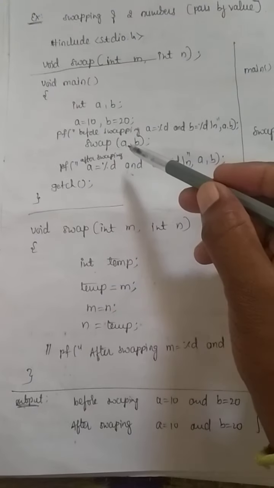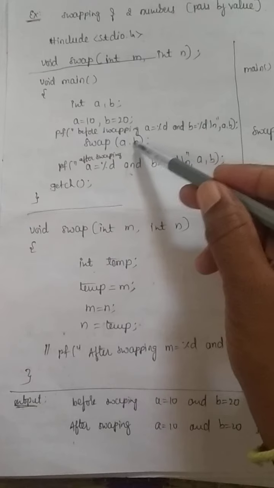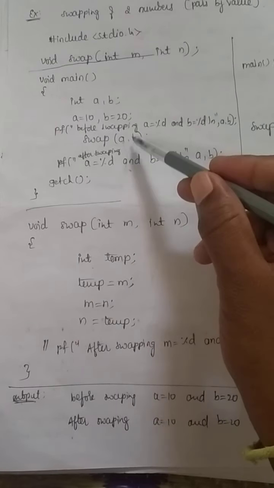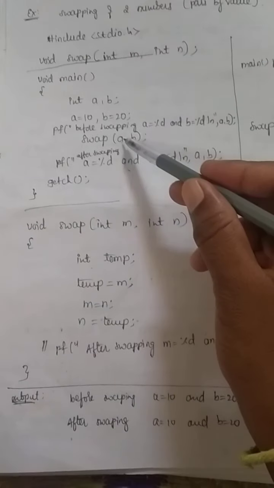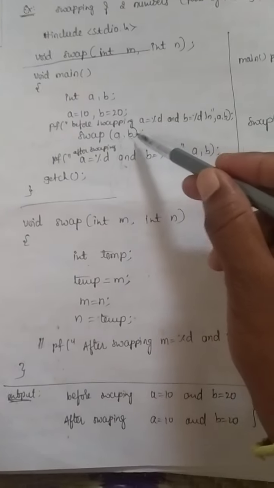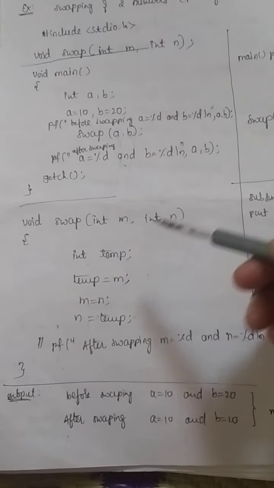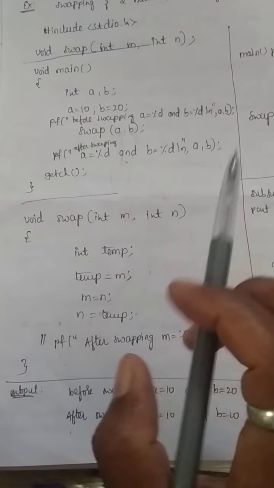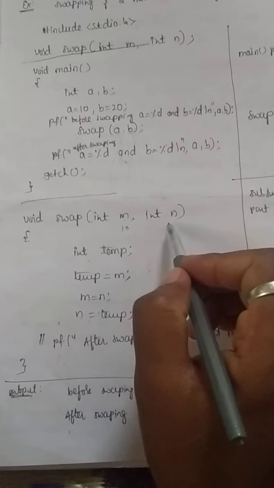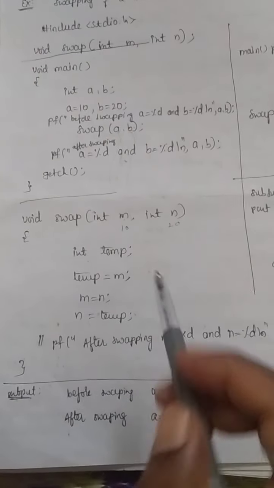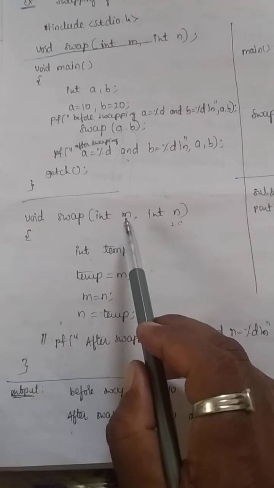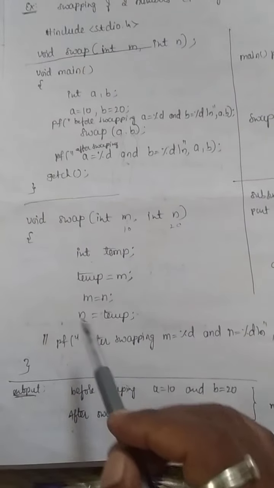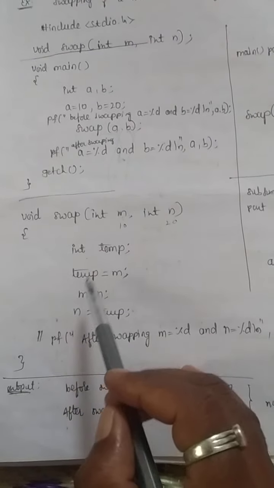Now what happens here? After executing this statement, the control jumps to the sub function. A value is sent to m and b value is sent to n. It means m receives 10 and n receives 20 here. So once we receive values in m and n, what happens? We are going to use some technique to swap the elements.